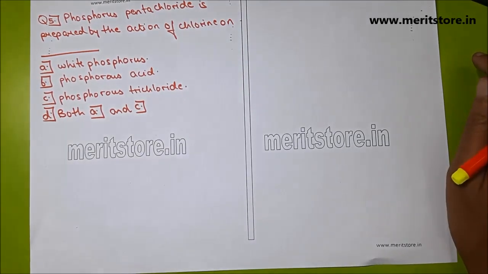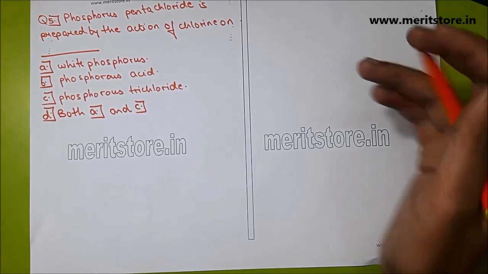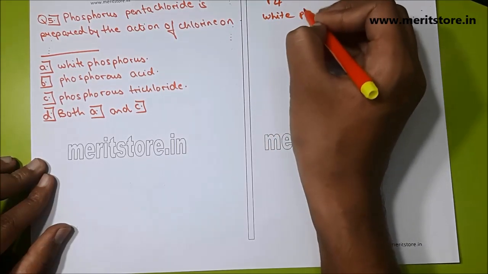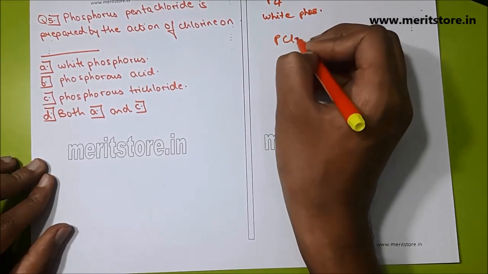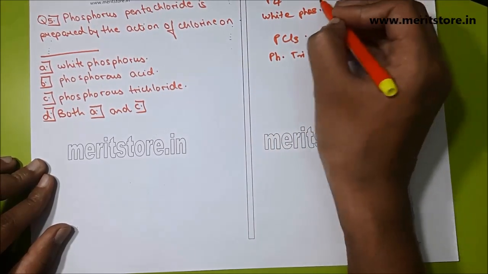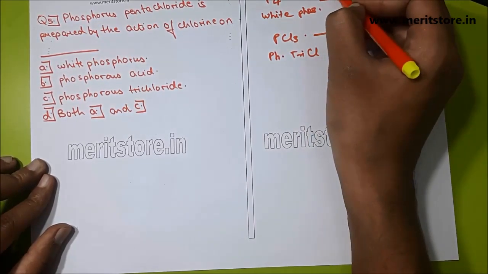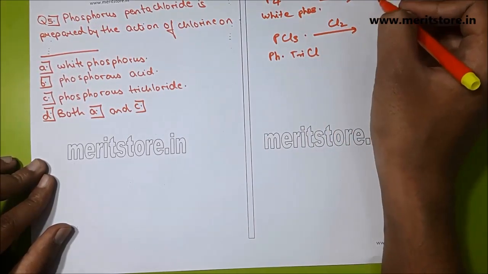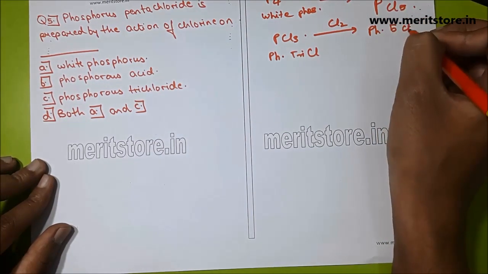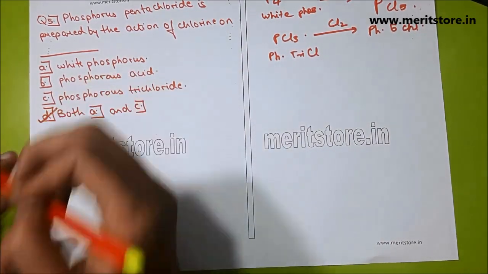Question number 5. Phosphorus pentachloride is prepared by the action of chlorine on A, white phosphorus, B, phosphorous acid, C, phosphorus trichloride, D, both A and C. So we have P4, which is white phosphorus, and PCl3, which is phosphorus trichloride. Both of these react with chlorine to give PCl5, phosphorus pentachloride. So option D is the correct option.